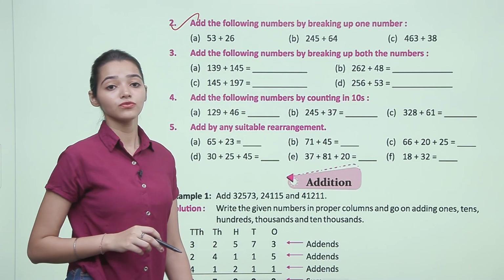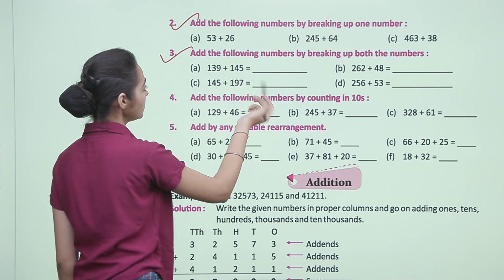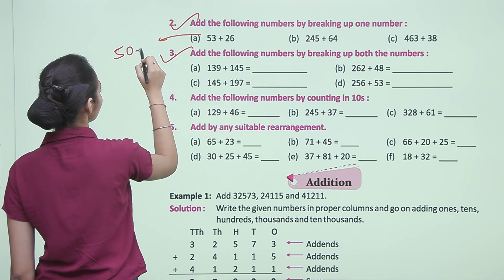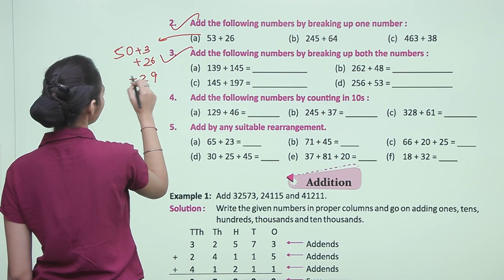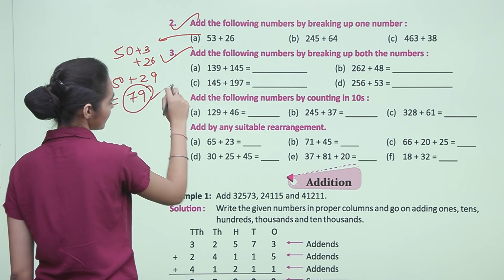Here we have to add the following numbers by breaking up one number. Here we have to add the following numbers by breaking up both the numbers. Now let's understand this. This can be written as 50 plus 3 plus 26. That can be written as 29 plus 50. That is equal to 79, which is our correct answer.